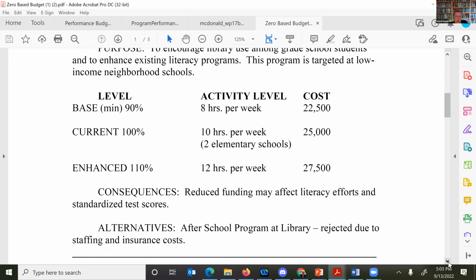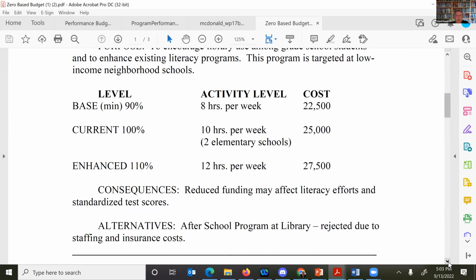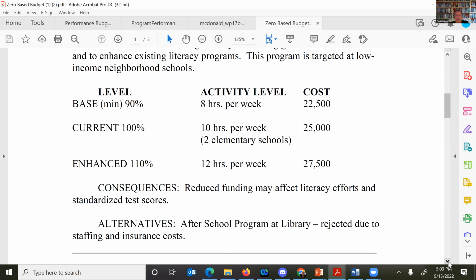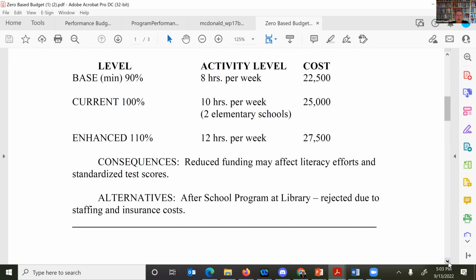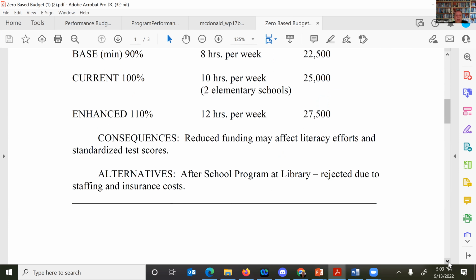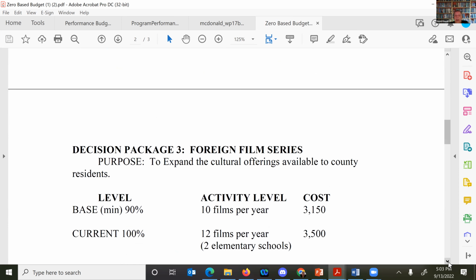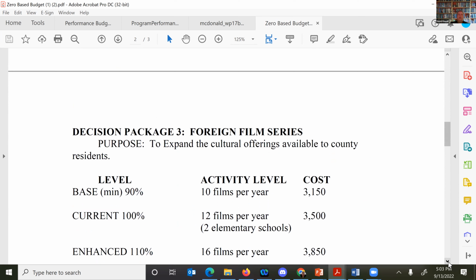Consequences of funding at a lower level: obviously reduced funding may affect literacy efforts and standardized test scores. The alternative was an after-school program at the library, but it was rejected because, again, of insurance costs and the cost of staffing. Then decision package three, and you can see we're not going to go through them all, but you kind of get the idea of how decision packages work. Here are alternative ways to fund it, and then here are other ideas we thought about that were something we could do instead of the programs in this decision package.